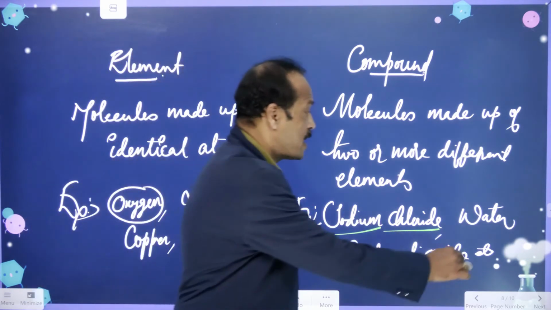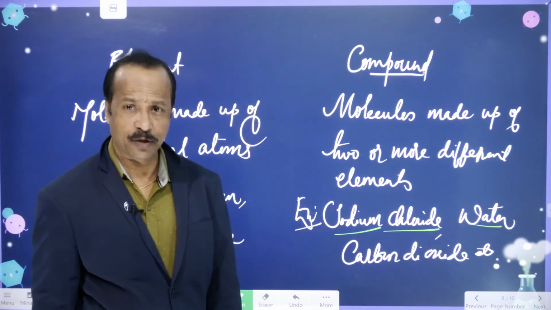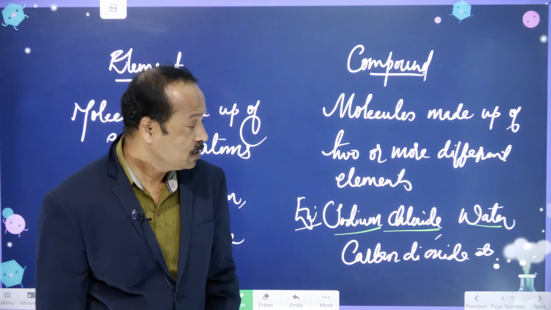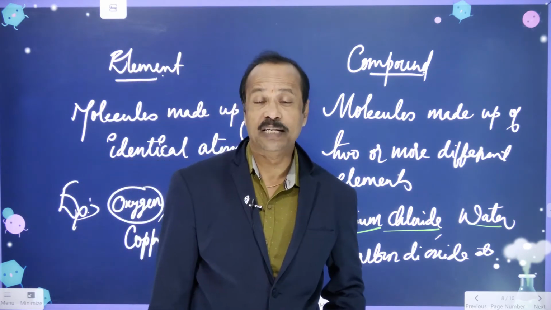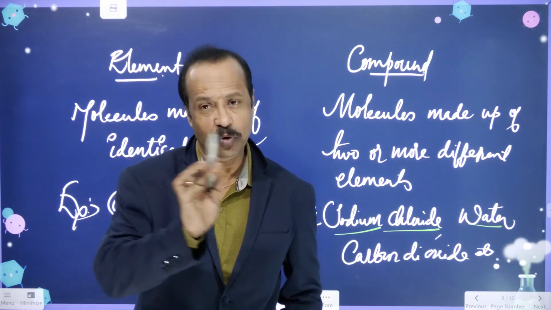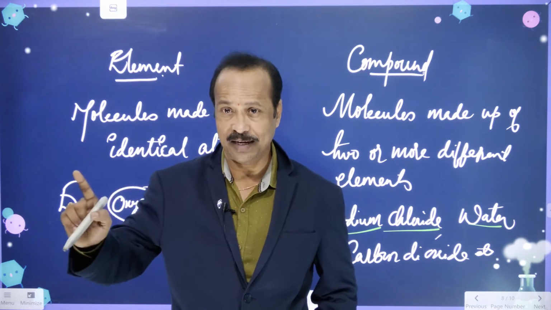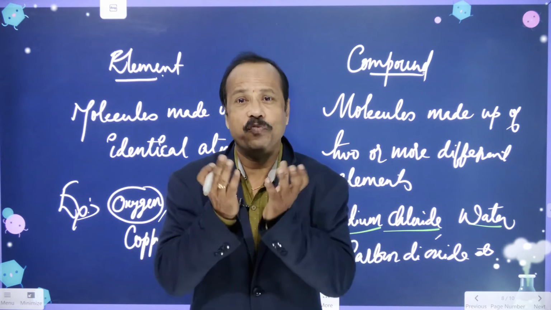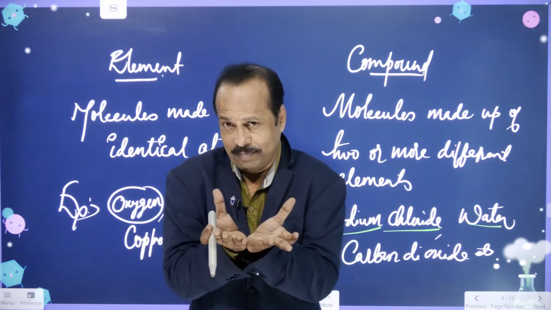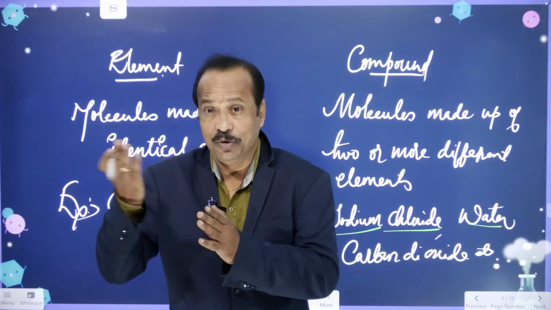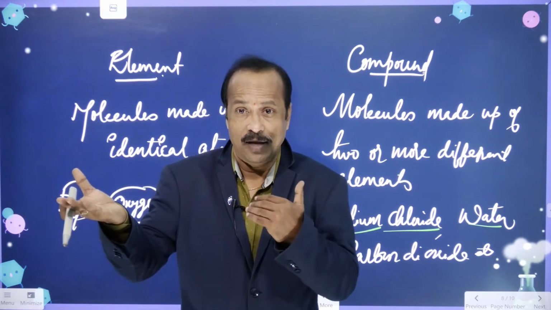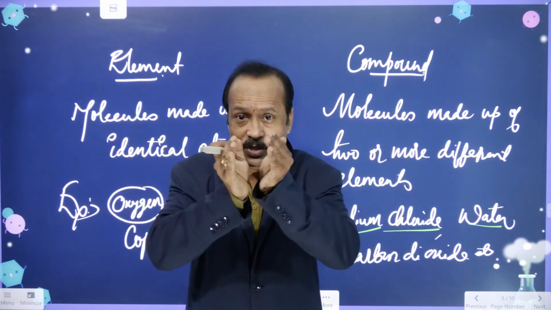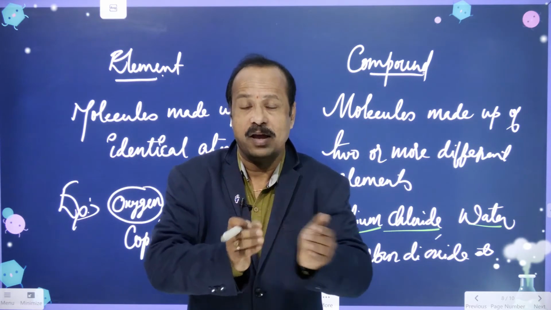Next, water. I think you know the formula of water. What is the formula of water? Very good, H2O. H2O stands for water: two hydrogens and one oxygen, meaning two hydrogen atoms combine with one oxygen atom to form a water molecule. Yes or no? Hydrogen is a different element and oxygen is a different element, so two different elements combine to form water.